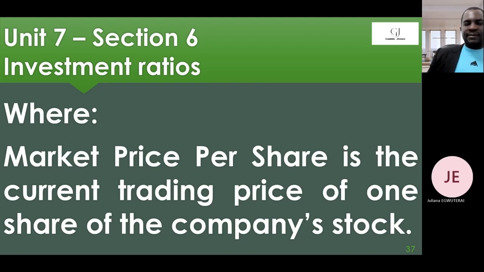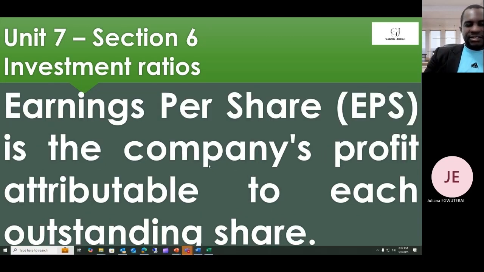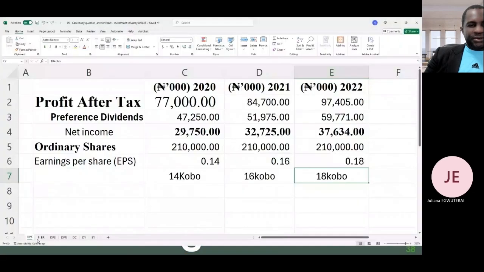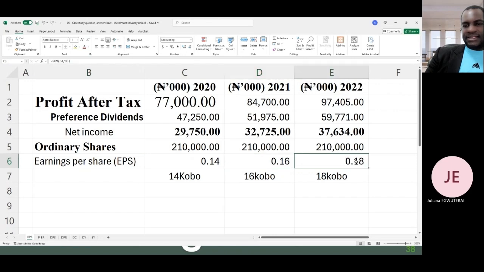So it's the current trading price of the company's share, of the company's stock. And the earnings per share is the company's profit attributable to each outstanding share. Before we see the meaning, it's a very simple ratio. In fact, I like the calculation. You don't need to take any variables; the only thing you need is your market price per share. So we already have our earnings per share as 14 kobo, 16 kobo, and 18 kobo.